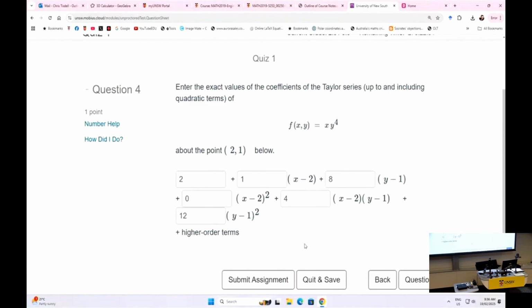Other questions? Yep. Hi. I have a question about the last question you just did. How did you get half and 2 in the last step? Okay, so where did the half come from? Yeah. Okay.